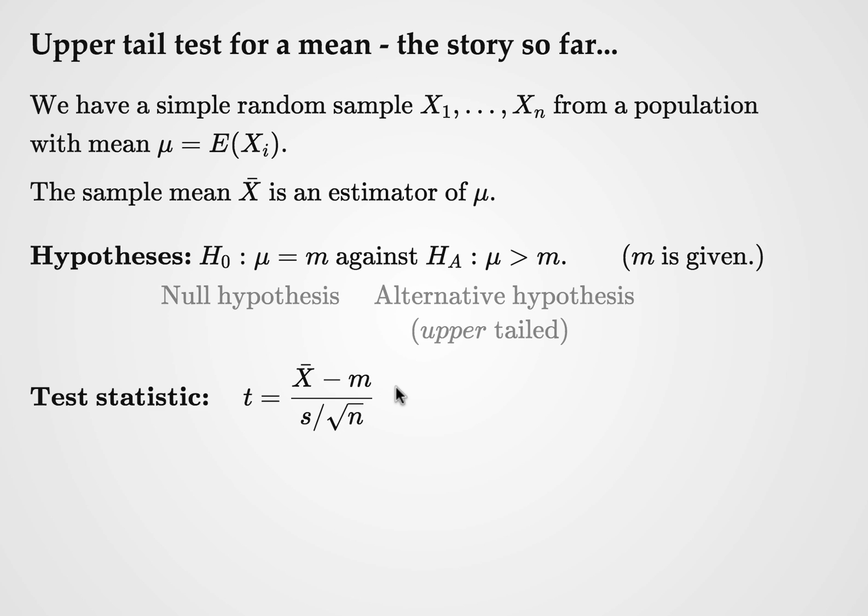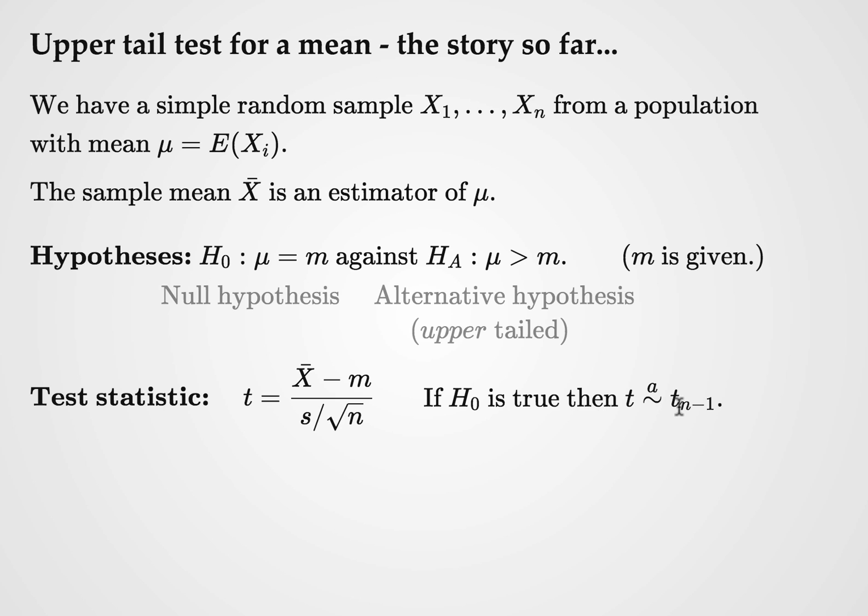So that's our t-statistic. We've seen that before, and we put in quite a bit of work in figuring out what the sampling distribution of x bar, and hence the t-statistic, would be. If the null hypothesis is true, so if it really is the case that the population mean mu is equal to this hypothesized value m, then this t-statistic has, at least approximately, a t distribution with n minus 1 degrees of freedom.